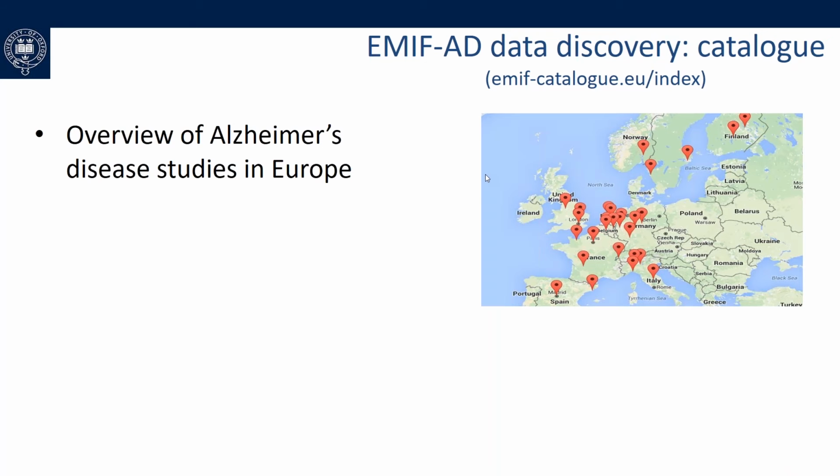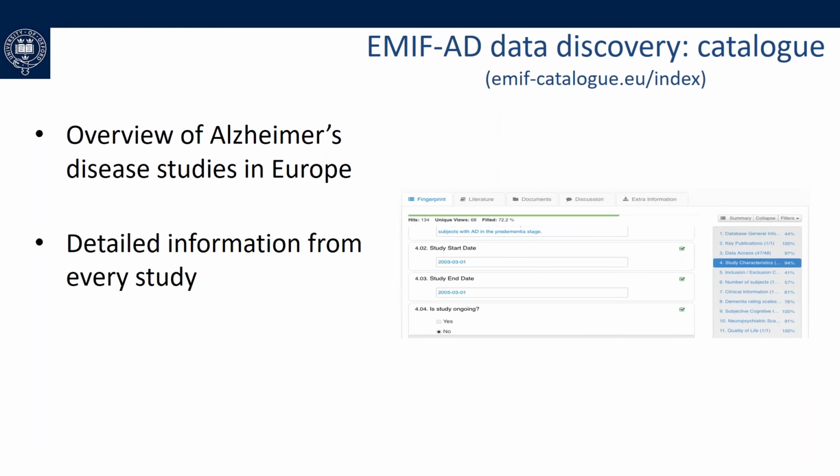So if you wouldn't mind just building through this slide as I'm talking, what the catalogue does is, first of all, give you an overview of Alzheimer's disease studies in Europe. Next bullet. And you go on the catalogue, the URL is up in the top right of your screen, and it will give you detailed information about every study that is on the cohort. Next.